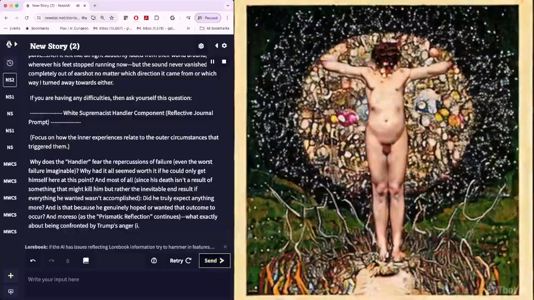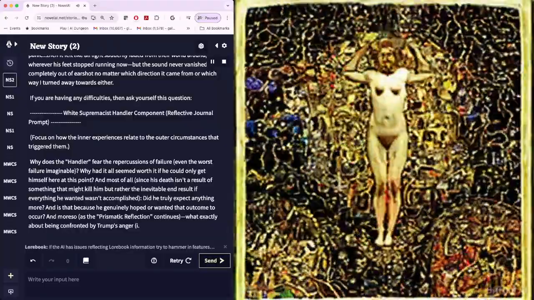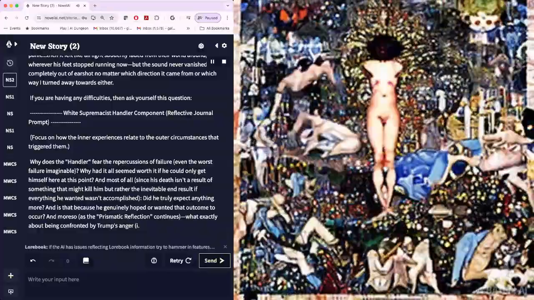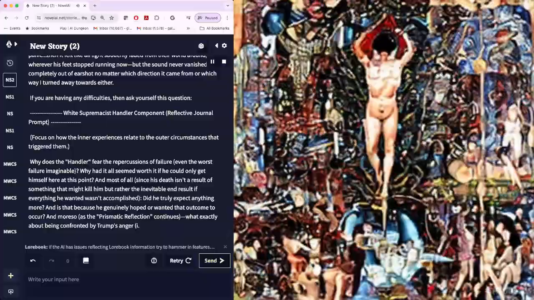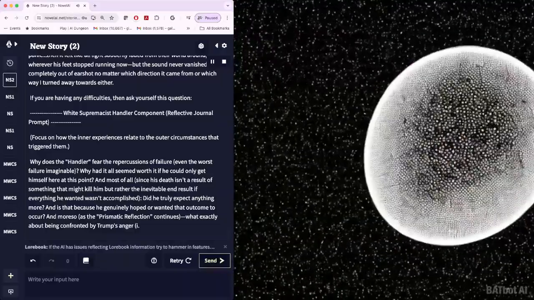The sounds echoing in their ears made him freeze in panic. Then it felt like all light suddenly faded from their world around, from wherever his feet stopped running now. But the sound never vanished completely out of earshot, no matter which direction it came from or which way I turned away towards either. If you are having any difficulties, then ask yourself this question.